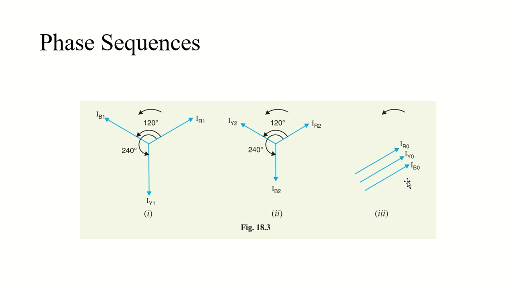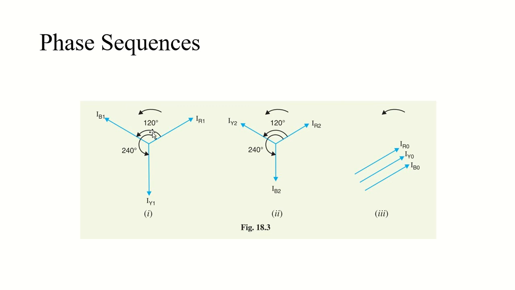And we represent zeroth sequence by IR0, IY0 and IB0, or you can call it A0, B0 and C0 as well. Some books will follow the RYB terminology, some books will follow ABC terminology, so you are free to pick whatever terminology you want. In the end, the meaning should not be changed, it should remain as it is.